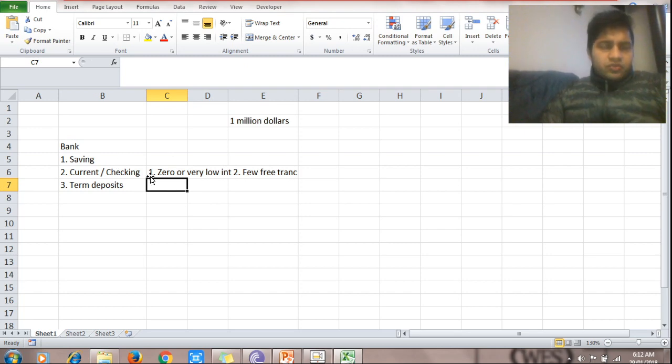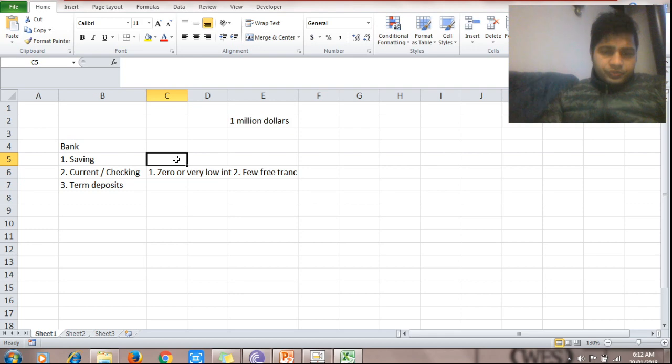So a checking account is a recurring or current account. You can put in money anytime, you can withdraw money anytime, so there is very low interest on it. Second, you would be charged for withdrawing money as well as putting money in. So transactions are generally charged. There are a few free transactions. In certain countries all the transactions are free.